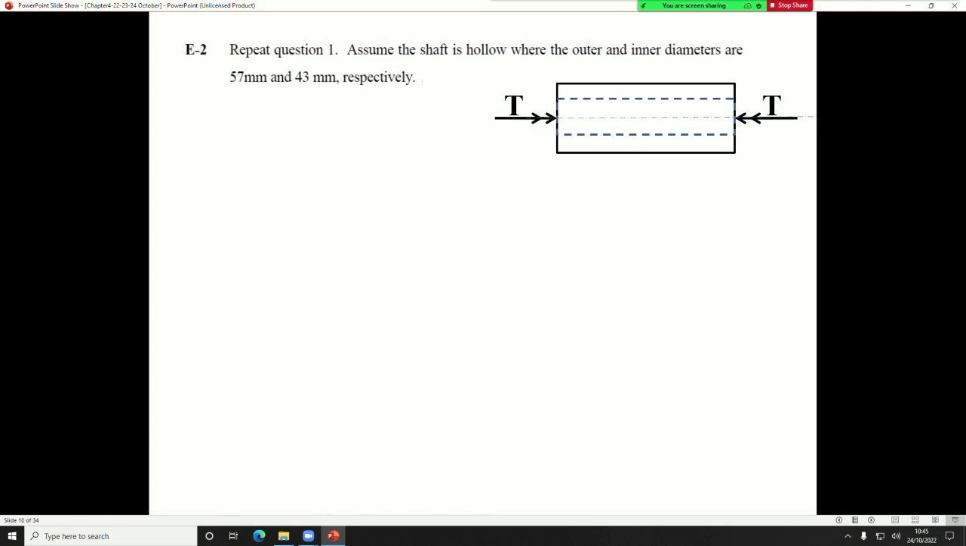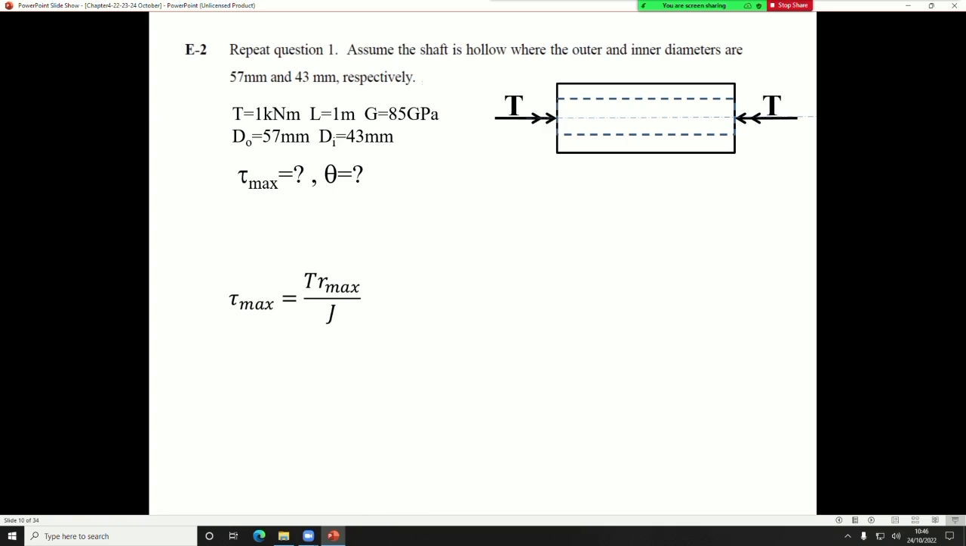Here we've got a tube with the outer diameter of 57 millimeters, inner diameter of 43 millimeters, and we're just repeating the same procedure, finding the angle of twist and the maximum shear stress. Is the maximum shear stress on the inner layer or outer layer? Outer layer, well done. So tau max equals T times R max divided by J, where R max is the outer radius. How much is R max?